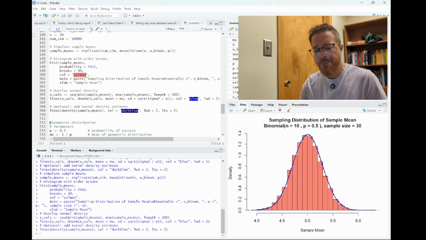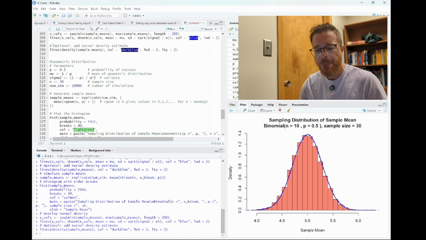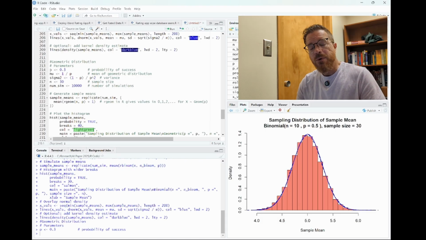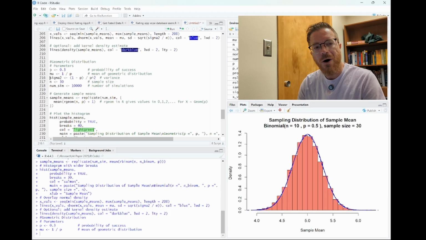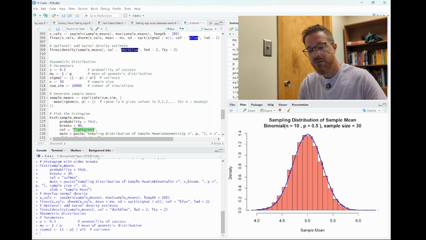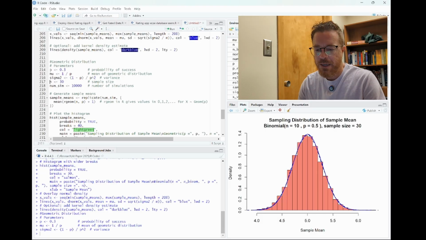So next we're going to look at the geometric probability distribution. So in this case, we're going to use a probability of success of 0.3. We know that from our geometric probability distribution, the mean or expected value is going to be 1 over p. Our variance is going to be 1 minus p over p squared. And again, we are going to take 30 samples for each of these experiments.